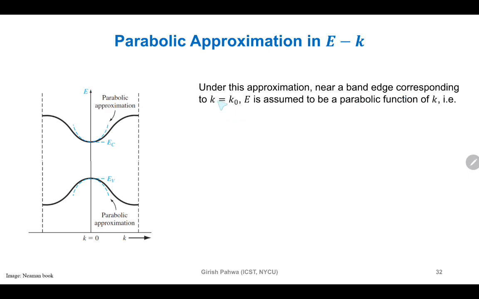So near the band edges I can make this parabolic approximation, and let's say K equals K naught in general. So E is approximated as some constant, E at K naught, plus some constant into (K minus K naught) square. This is my parabolic relationship. Anything which is a function of, say, F as a function of x, F equals some constant into x square, that's a perfect parabola. This thing is a displaced parabola, displaced by K naught.